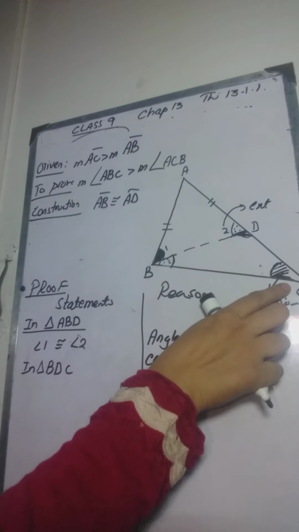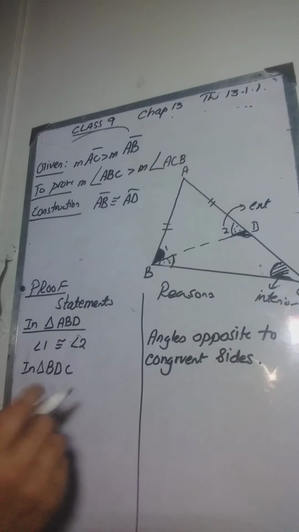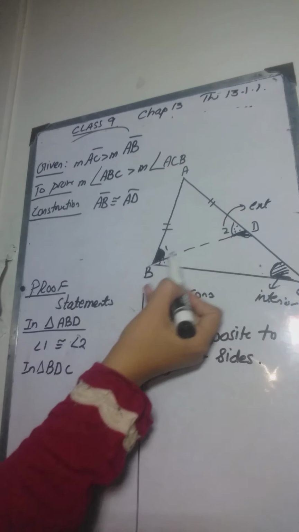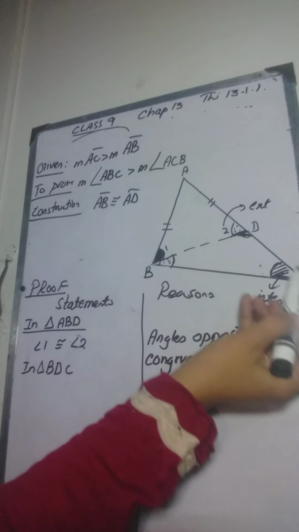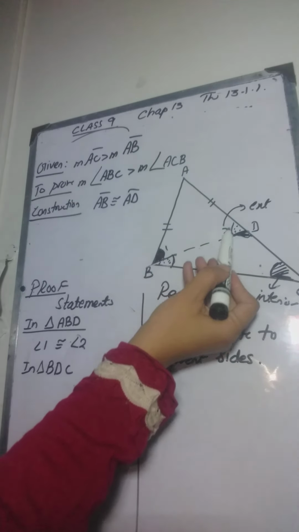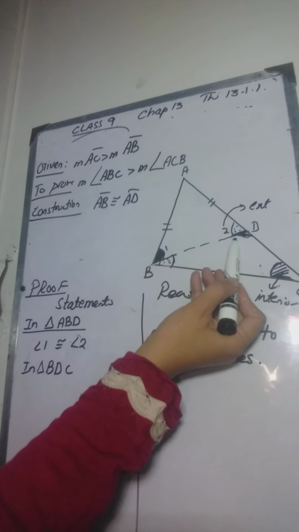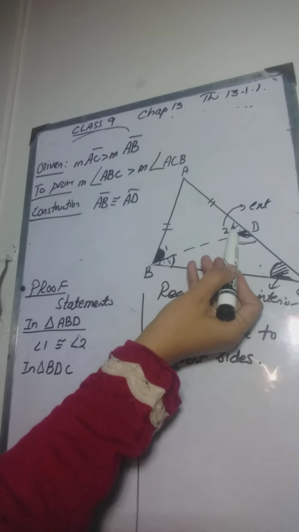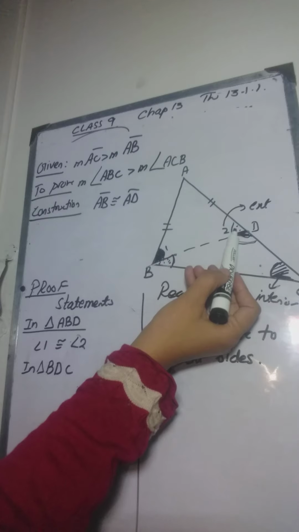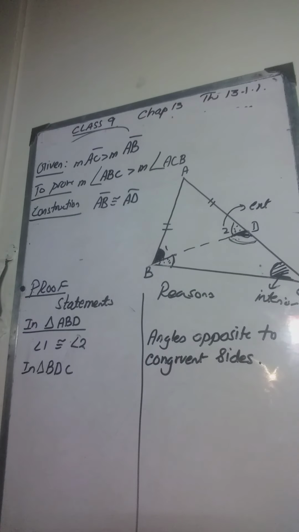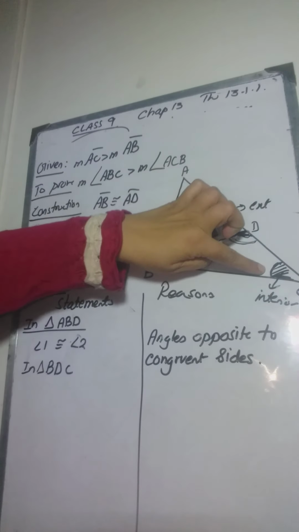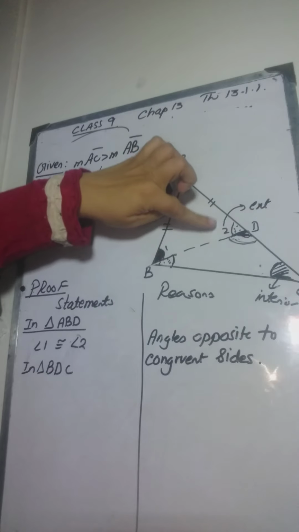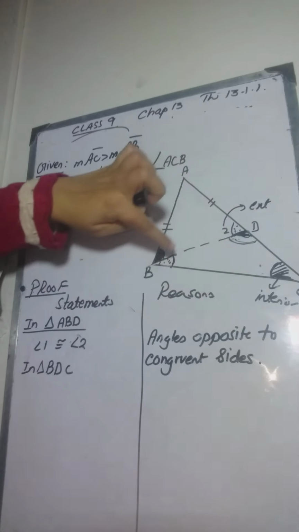It means angle 2 will be greater than angle C, because this is an exterior angle of triangle BDC. If you look at triangle BDC, angle 2 is an exterior angle because it is a supplement of this interior angle. And as I have already told you, the exterior angle is always greater than the non-adjacent interior angles. These two are the non-adjacent interior angles of this exterior angle, so angle 2 will be greater than these two angles.